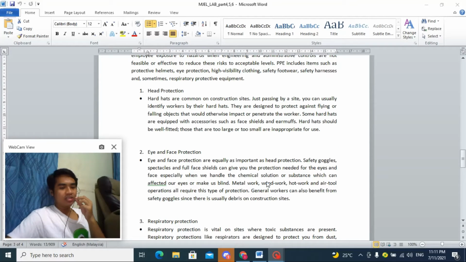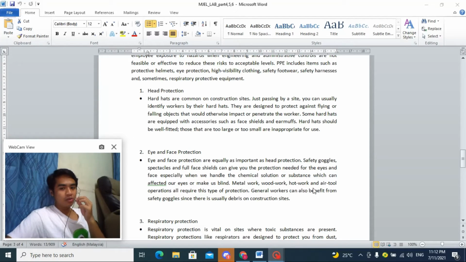The second, which is most important for chemicals, is eye and face protection. Eye and face protection are equally as important as head protection. Safety goggles, spectacles, and full face shields can give you the protection needed for the eyes and face, especially when we handle chemical solutions or substances which can affect our eyes or can make us blind.